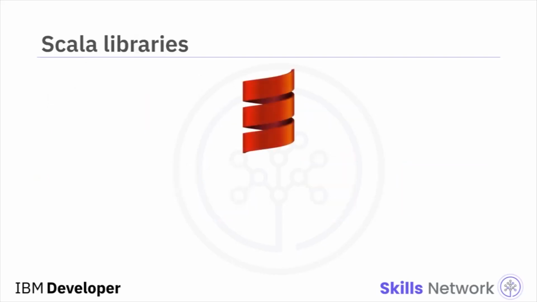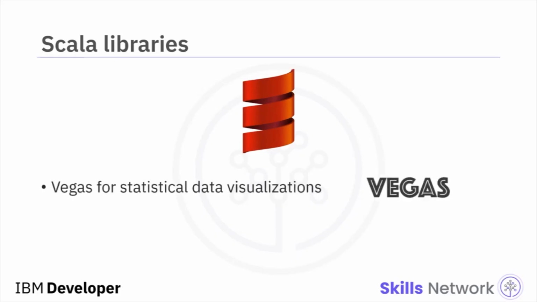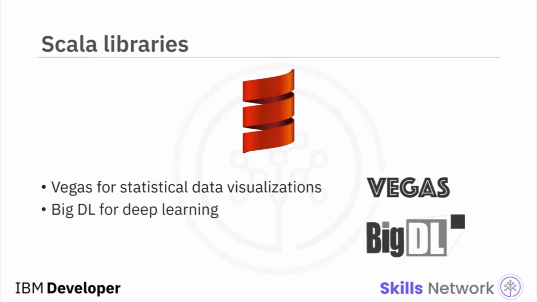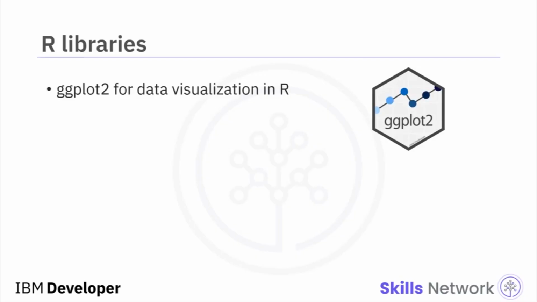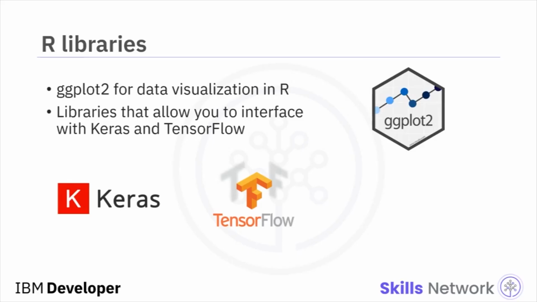Now, there are many Scala libraries, and Scala is predominantly used in data engineering and data science. Let's discuss some libraries that are complementary to Spark. Vegas is a Scala library for statistical data visualizations. With Vegas, you can work with data files as well as Spark data frames. And for deep learning, you can use BigDL. R has built-in functionality for machine learning and data visualization, but there are also complementary libraries. ggplot2 is a popular library for data visualization in R. You can also use libraries that allow you to interface with Keras and TensorFlow.